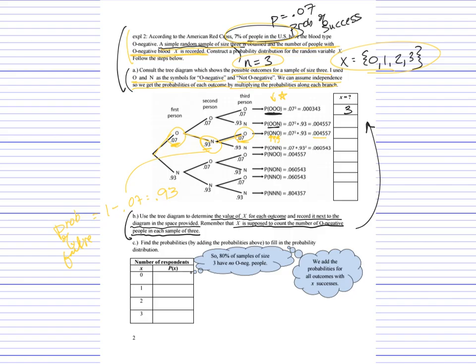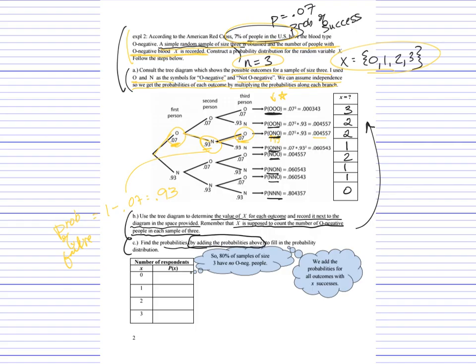In the second outcome, OON, 2 people. ONO, 2 people. Yeah, you get that? ONN, how many people in that outcome were O negative? Well, 1. And continuing, I am simply counting the number of O's in those guys. Now, what that allows me to do is part C. I'm going to find the probabilities by adding the probabilities above to fill in the probability distribution.